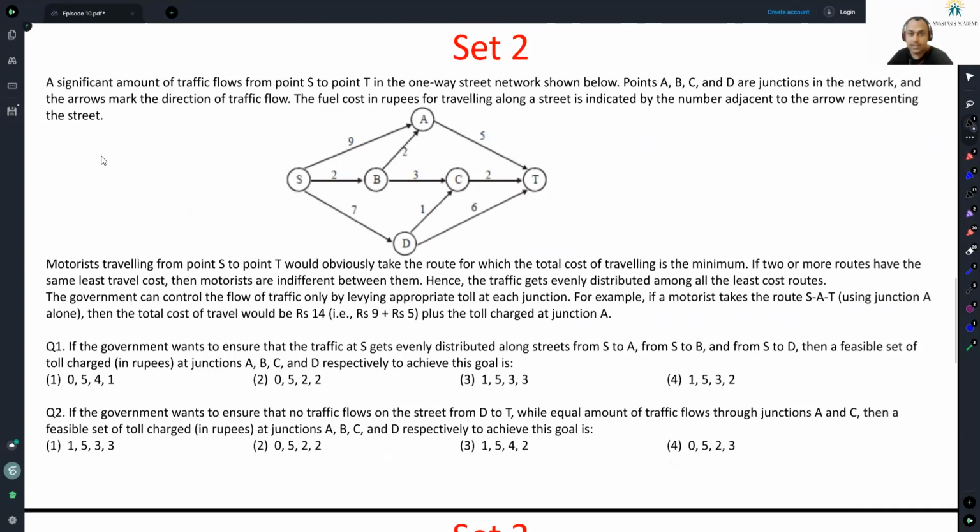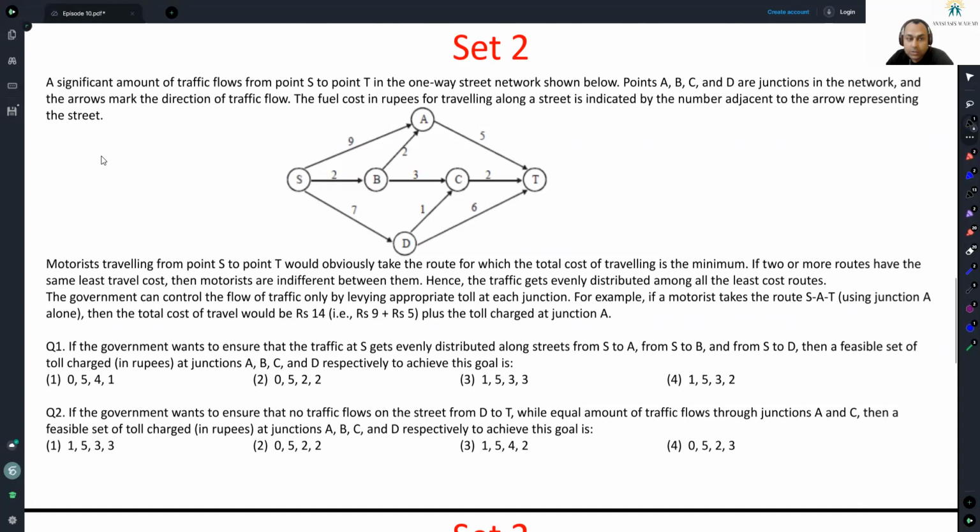Next set. This is a set from CAT 2006. A significant amount of traffic flows from point S to point T in the one-way street network shown below. Points A, B, C, D are junctions in the network, and the arrows mark the direction of traffic flow. If the fuel cost in rupees for traveling along a street is indicated by the number adjacent to the arrow representing the street, motorists traveling from point S to point T would obviously take the route for which the total cost of traveling is the minimum. Makes sense?